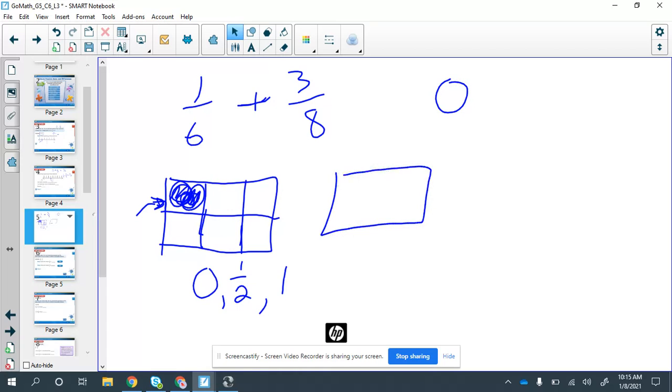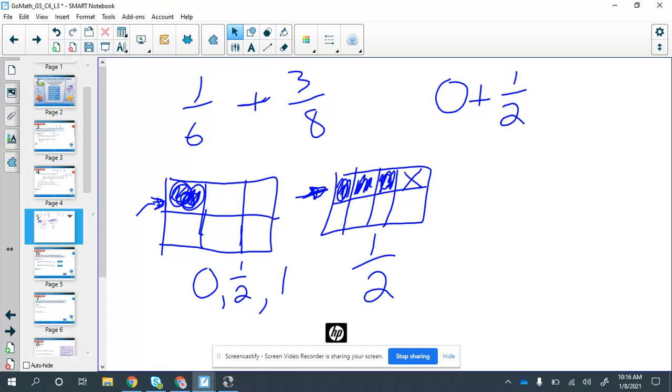I could do the same thing for 3/8. And here, I'm going to shade in 1, 2, 3 of my 8 pieces, right? And I'm going to think through the same thing. Is it almost full, about half full, or almost empty? When I look at this top row here and I see that it's only missing one piece over here, I think to myself, well, this model is about half full. So here we are. Again, same result: 0 plus 1/2, which equals 1/2. So that's how I like to think about this.